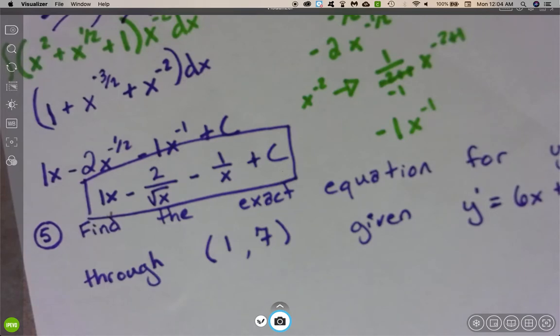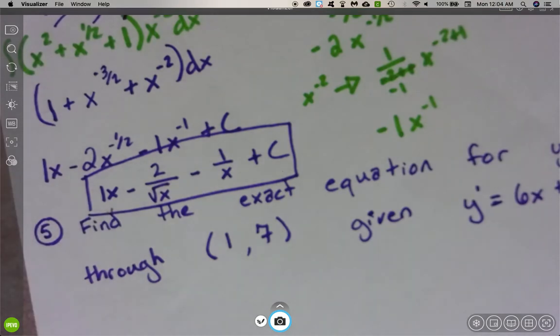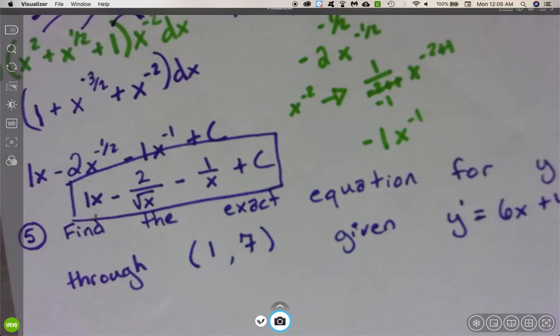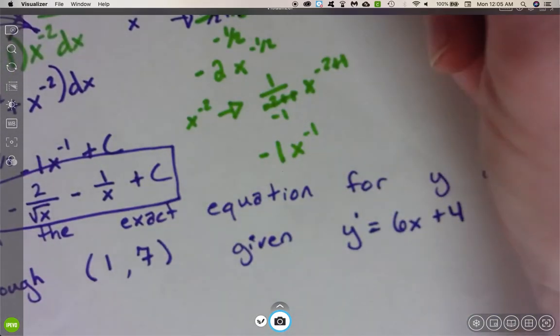And then again, you can go through and figure out what the derivative of this is if you want to check your answer to make sure that you did the antiderivative right. I would always encourage you to do that. All right, number 4.